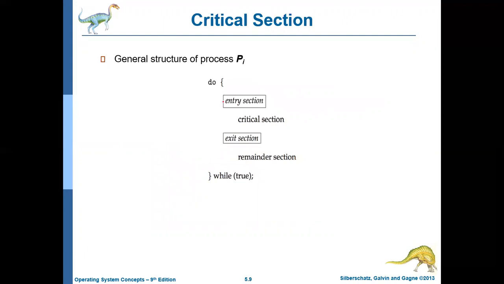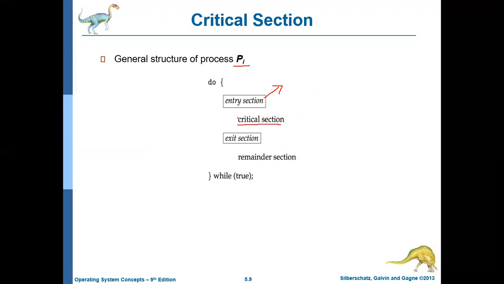So that is given here. Normally, this is how the critical section of process Pi appears. There is a do-while loop, which is an infinite loop. Inside that there is an entry section. This entry section checks whether any other process is currently in the critical section or not. If some other process is in the critical section, then it will keep waiting. It will not enter the critical section. If no other process is in the critical section, then this process Pi will enter the critical section.